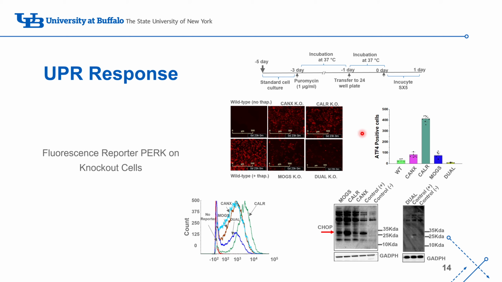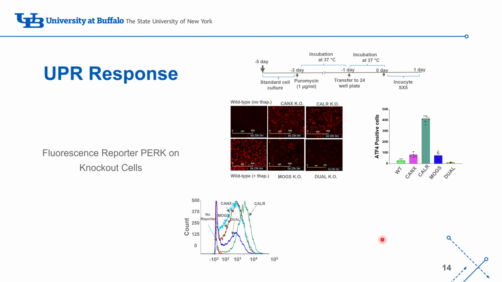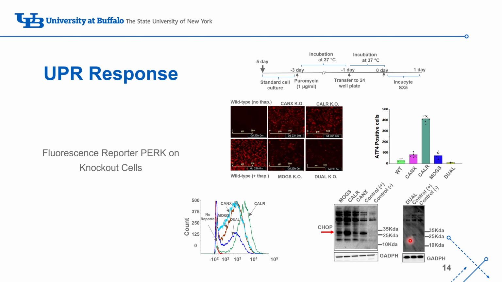These signals are based on the fluorescence reporter. However, we also did an independent study using this CHOP protein. The CHOP protein is usually produced whenever the cells observe an ER stress. So when we analyzed this CHOP protein using Western blot, we can see results that are in line with the flow cytometry and InQSight results. That is, in calreticulin knockout, CHOP protein production is high, whereas in calnexin MOX knockout it is low, and for the dual knockout we see very low signals.